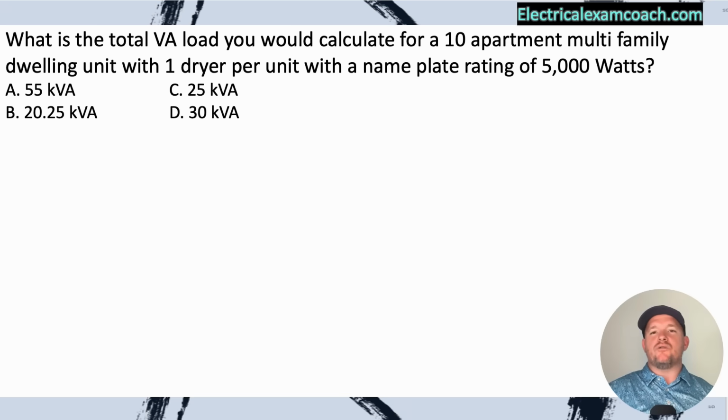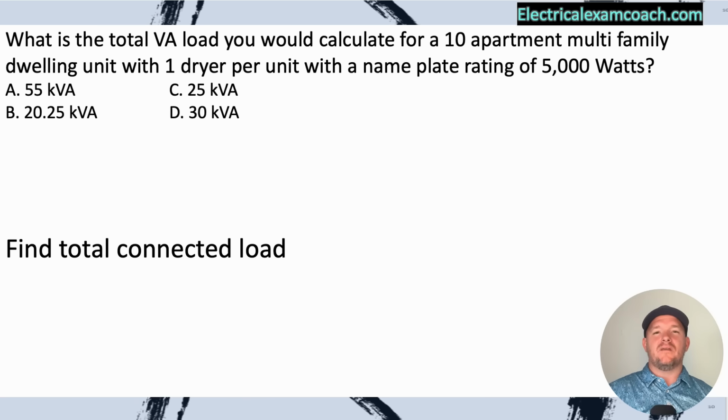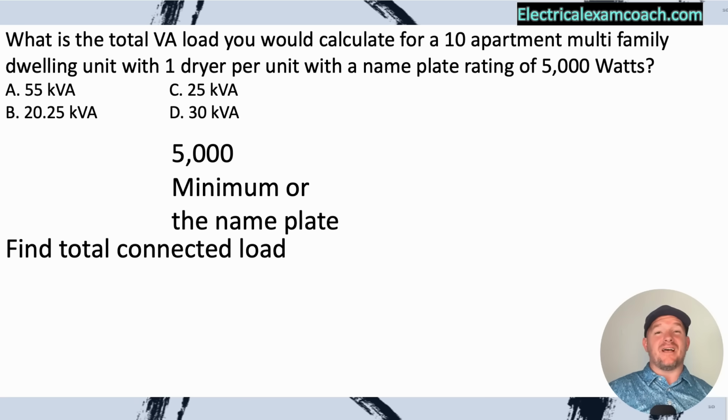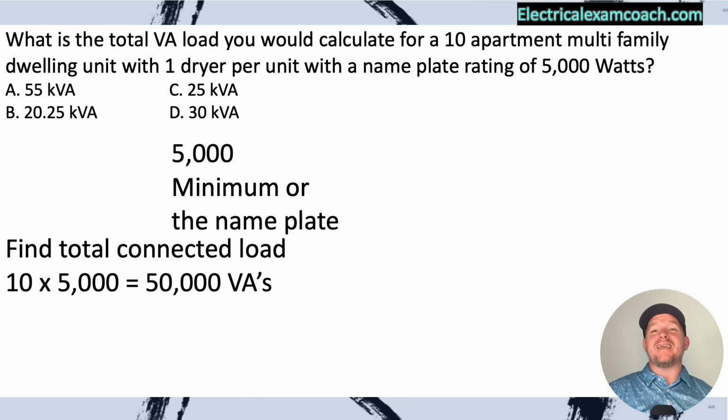How many VAs would you calculate for a 10-apartment multifamily dwelling unit with one dryer per unit with a nameplate rating of 5,000 watts? Step 1, we're going to find our total connected load. We know that we have to do the 5,000 minimum, and in this case, we've got it, so we're good to go. Now we just multiply it out. Our 10 units multiplied by 5,000 each equals 50,000 VAs.